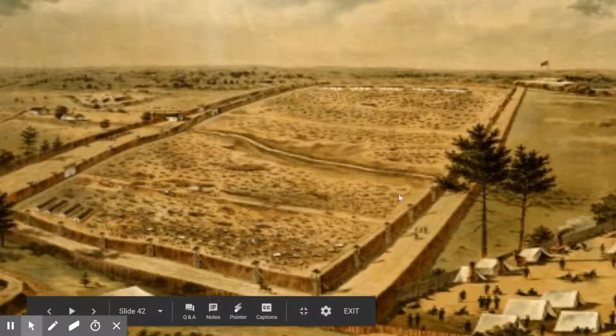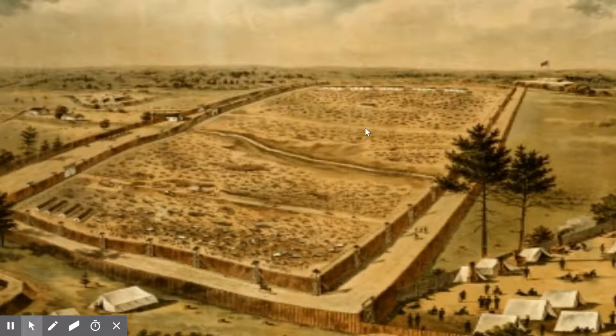Again, notice just kind of how it's set up. Notice the two walls. You have the lookout posts, that tent housing, or those few barracks. Pretty desolate, nothing around.